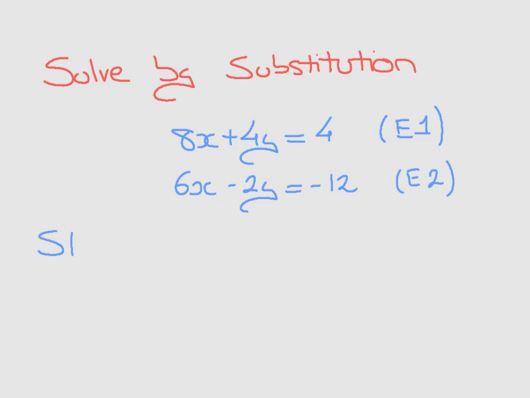Step 1 is going to be to use either one of these two equations to find an expression for one of the two variables. What I mean by that is, by the end of step 1, we want an expression which says x equals something in terms of y, or y is equal to something in terms of x. And we do that by using either one, E1 or E2, either one of the two equations.